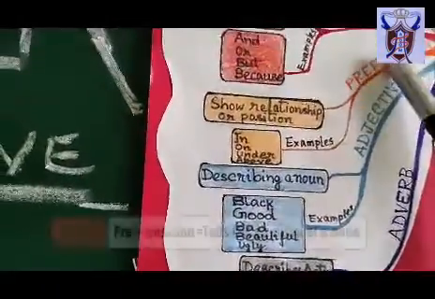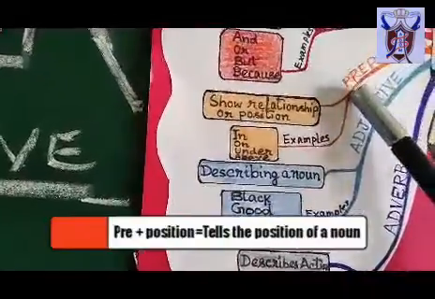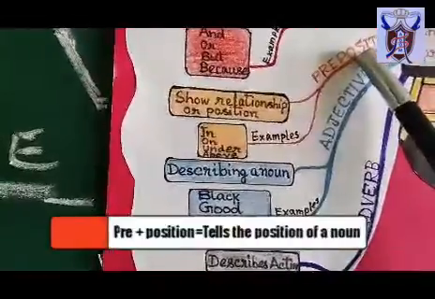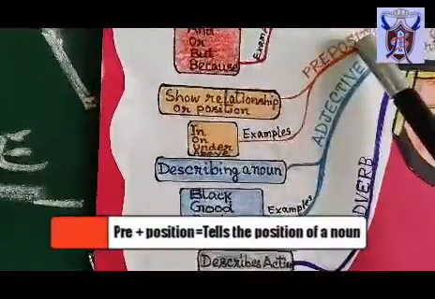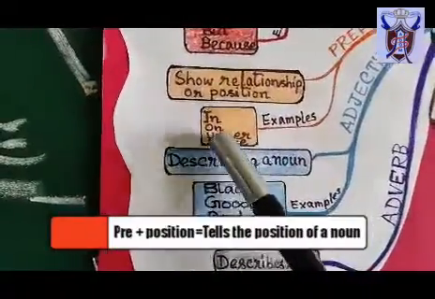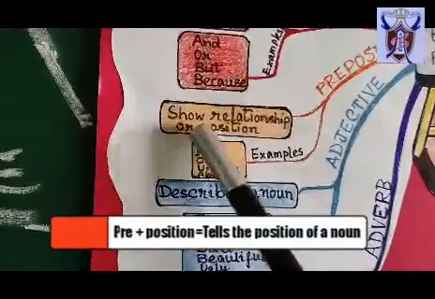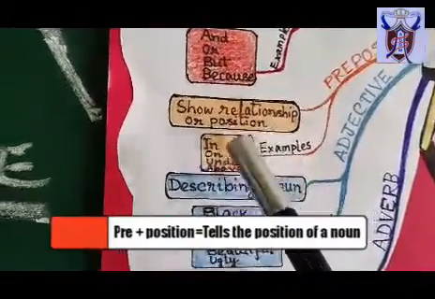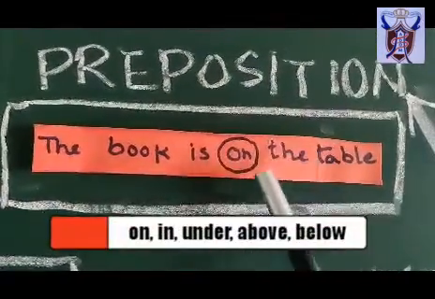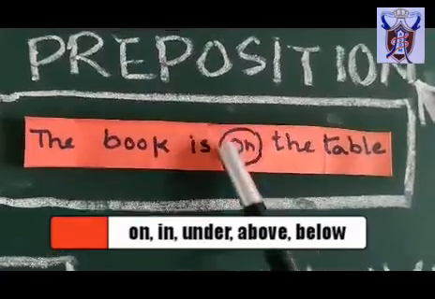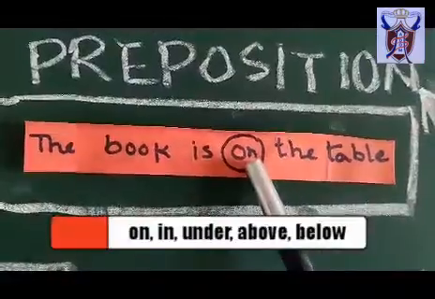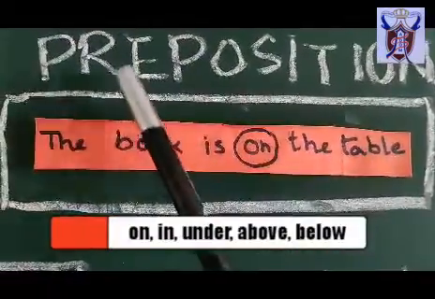Next is preposition. Preposition is nothing but the position, the location, the relationship. Here you can see in, on, under and above, showing relationship or position. I have taken one sentence here: The book is on the table. It shows the position of the book. Where is the book? It is showing the position, the location, that is on the table. That is a preposition.